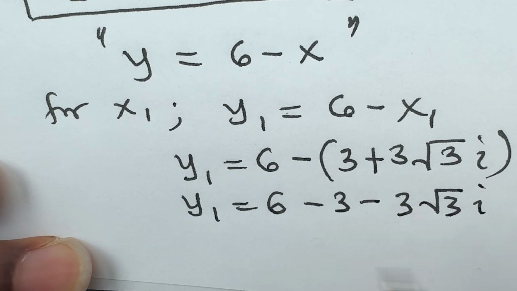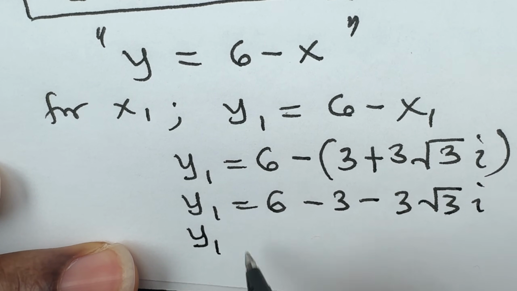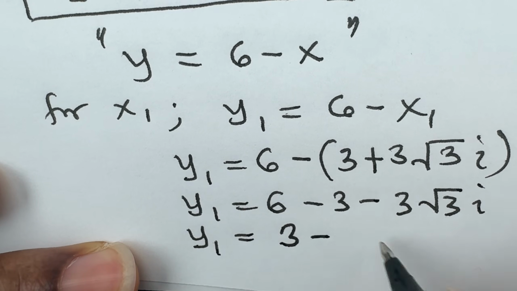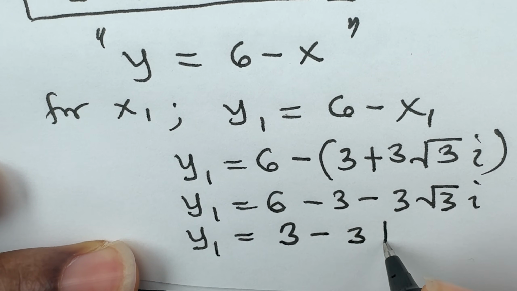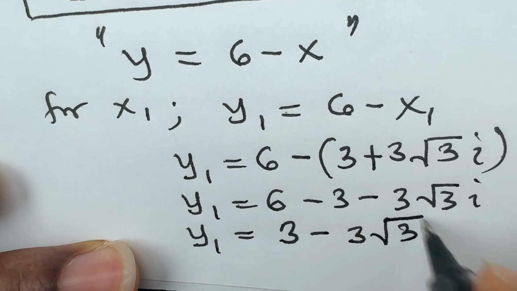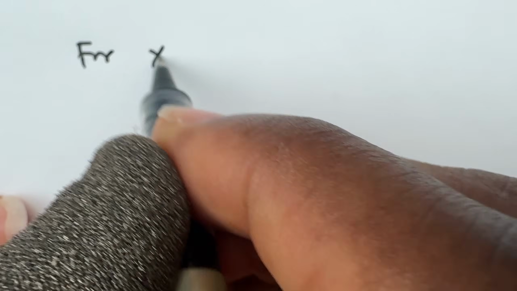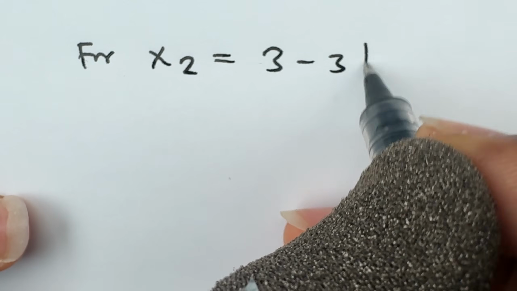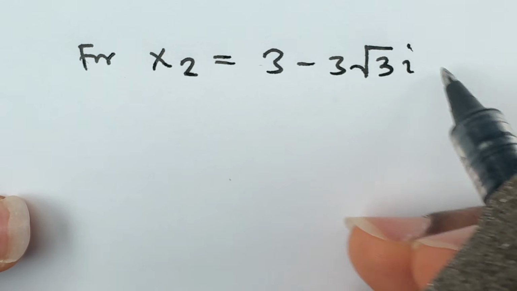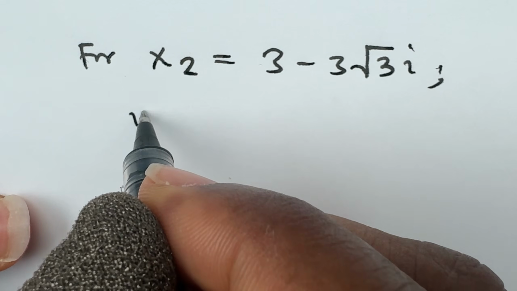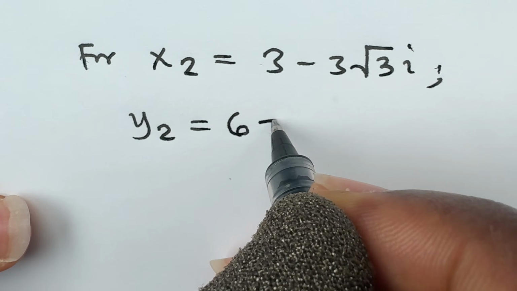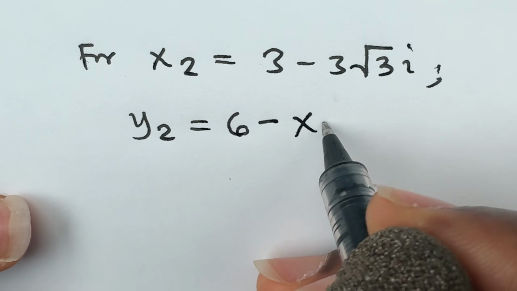And if we tidy this up, this gives us y1 is equal to 6 minus 3 here is 3. Then minus 3 root 3i. Now for when x, which is x2, is equal to 3 minus 3 root 3i, the corresponding value of y, which will be y2, will now be 6 minus x2.